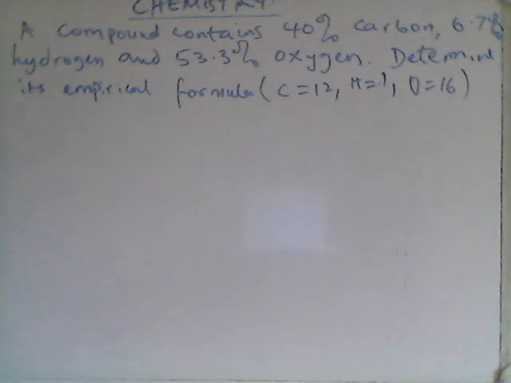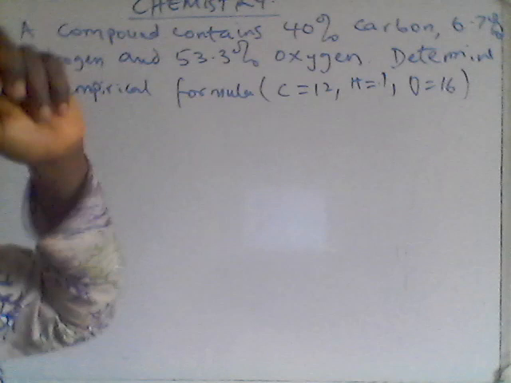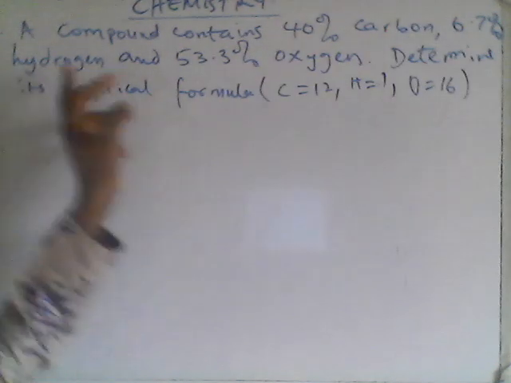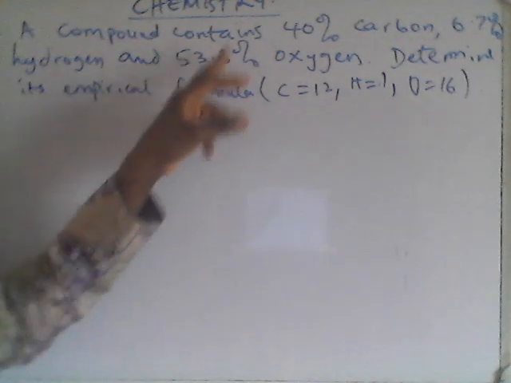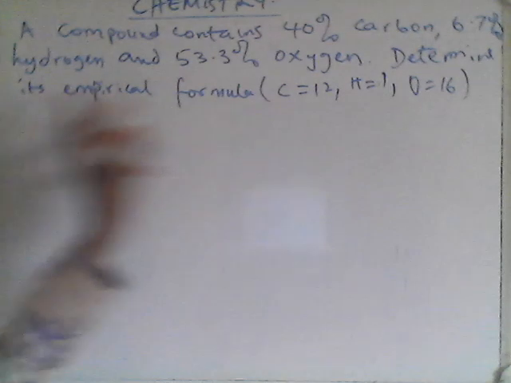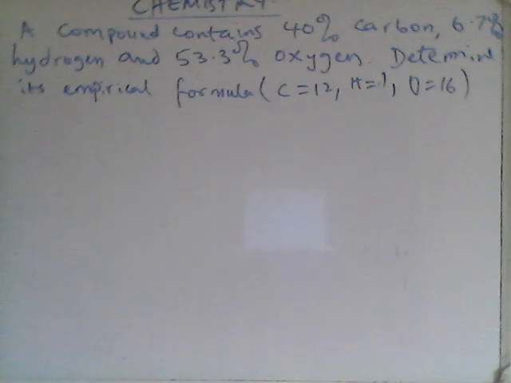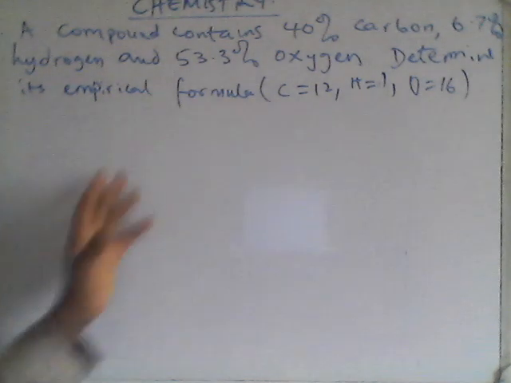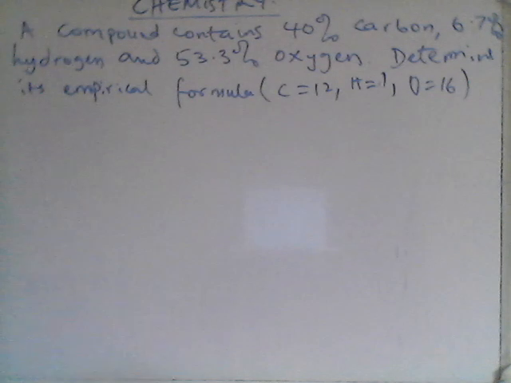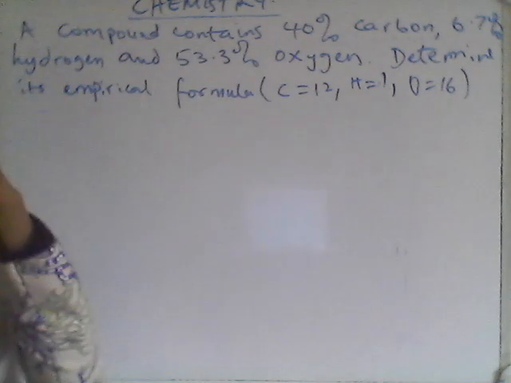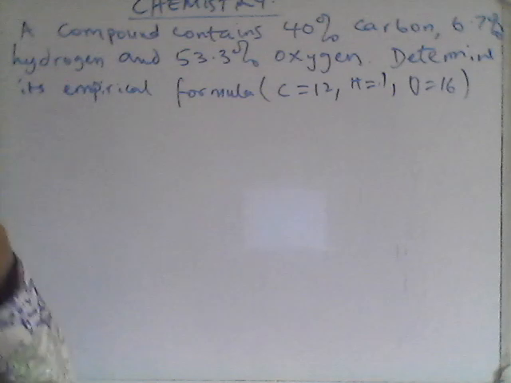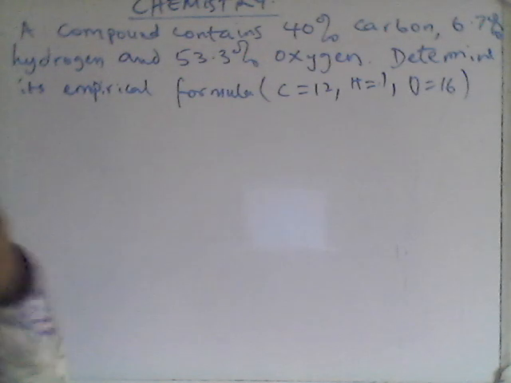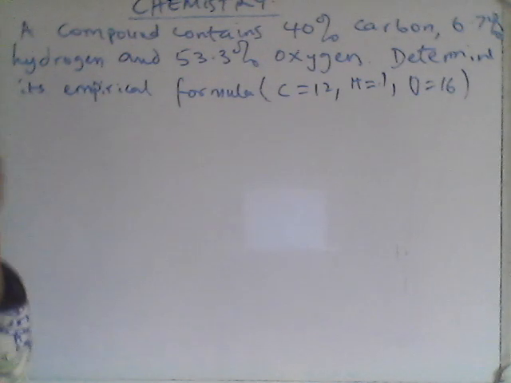Okay, so we have another question on the board. It says a compound contains 40% of carbon, 6.7% of hydrogen, and 53% of oxygen. Determine its empirical formula. So the empirical formula is actually the simplest formula representation of the constituent elements in the compound. It's not the actual composition, but the simplest. So how do we get it?